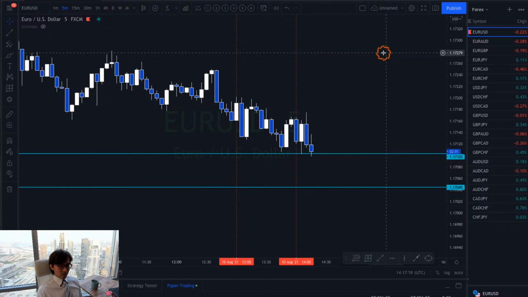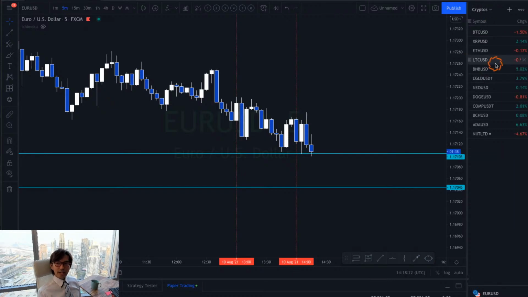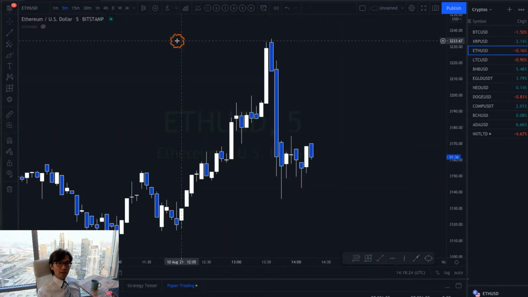All right, so let's start from some market analysis. Looks like this euro dollar is breaking bearish. So in the meantime, you can monitor this chart on your laptop or PC. So let's check the Ethereum first. I don't trade crypto myself, but this is just for information.